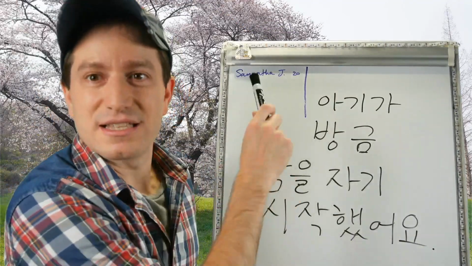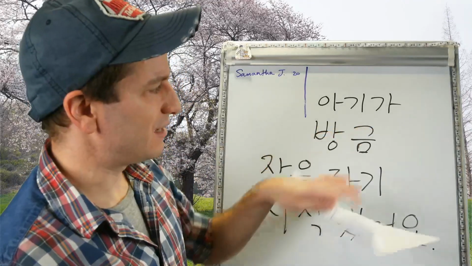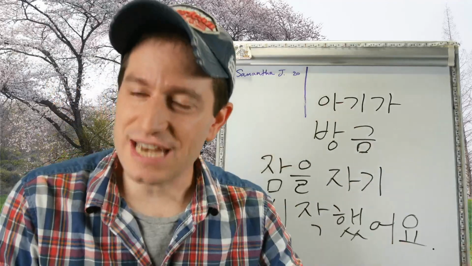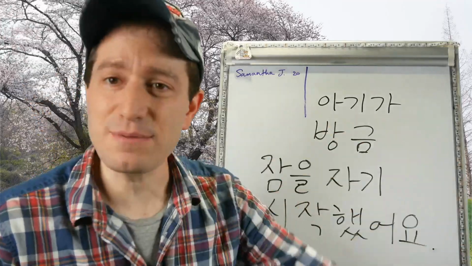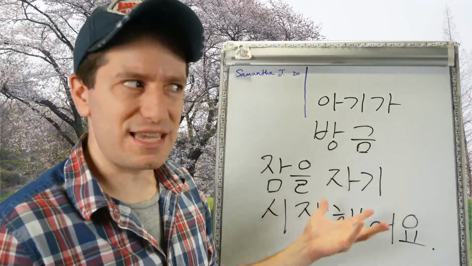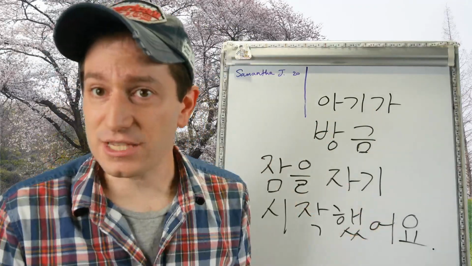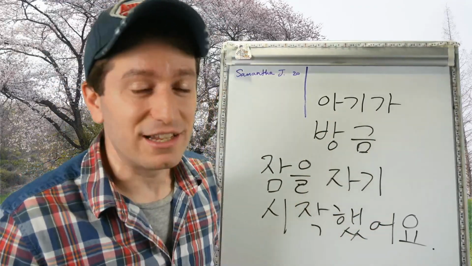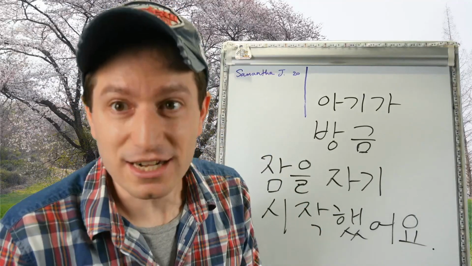아기가 방금 잠을 자기 시작했어요. So the baby, 아기가 방금, just now. 잠을 자다, literally to sleep. So 잠을 자기, sleeping. 시작하다, to start sleeping. So the baby just started sleeping. 아기가 방금 잠을 자기 시작했어요. The baby just started sleeping. So be quiet. Shh. 아기가 방금 잠을 자기 시작했어요.